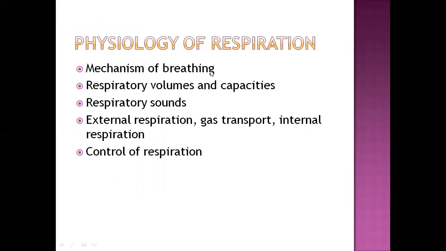Along with that, we have mechanism of breathing, respiratory volumes, capacity, respiratory sound, external respiration, gas transport, also control of respiration.